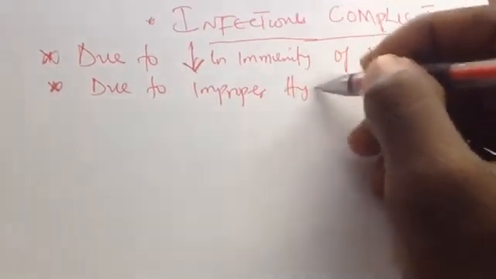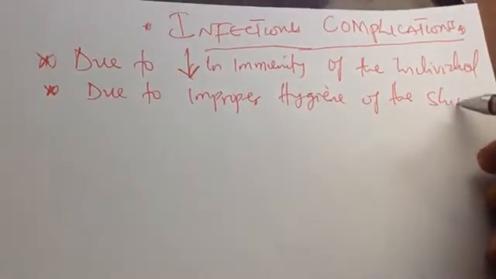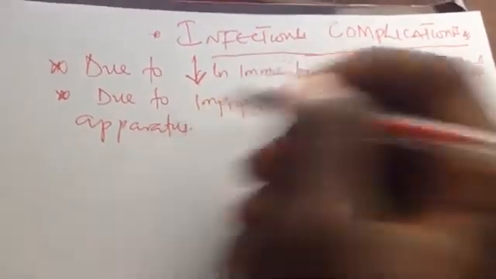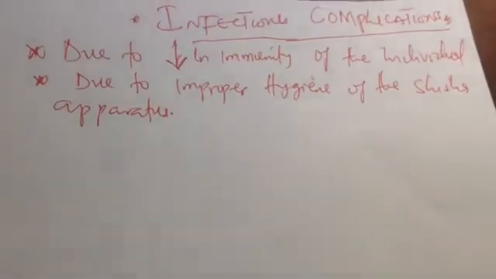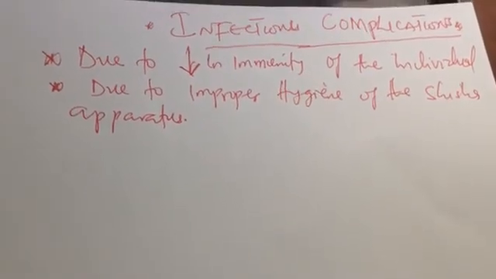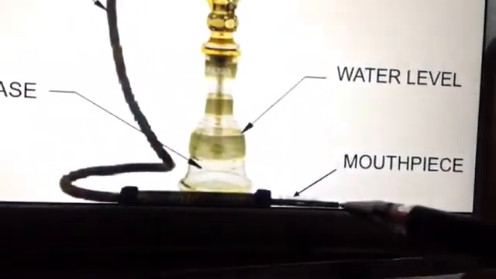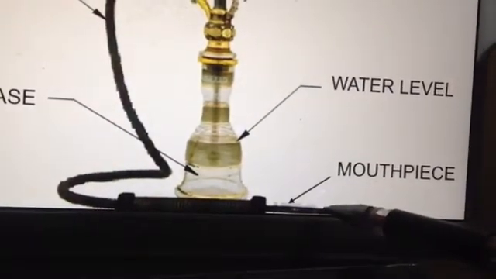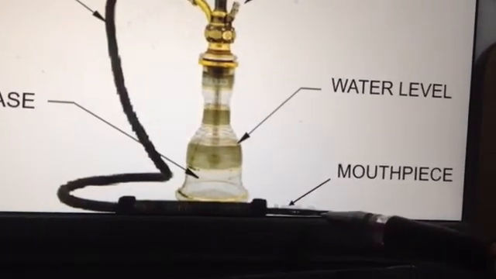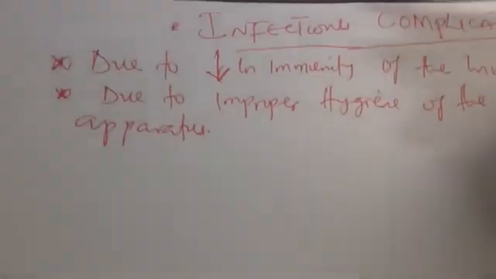Improper hygiene of the shisha apparatus, because this shisha apparatus is used by multiple individuals actually. If it is used by multiple individuals, there is an increased risk of transmitting some diseases through that mouthpiece that we have already shown. This is the mouthpiece. So if multiple individuals use this mouthpiece to smoke the shisha, then definitely there is increased risk of transmitting some diseases, or some infections specifically.